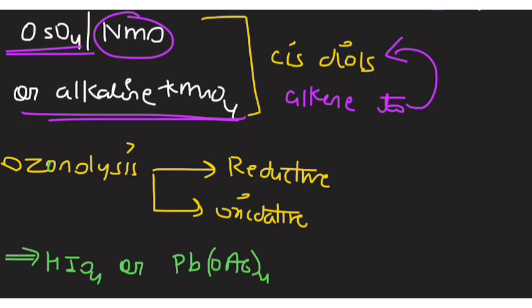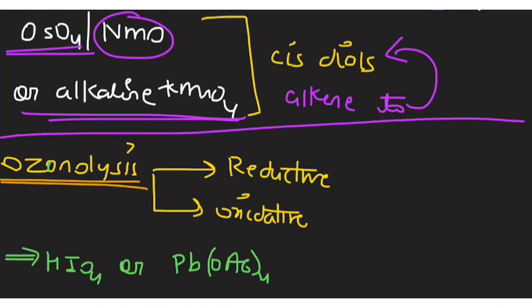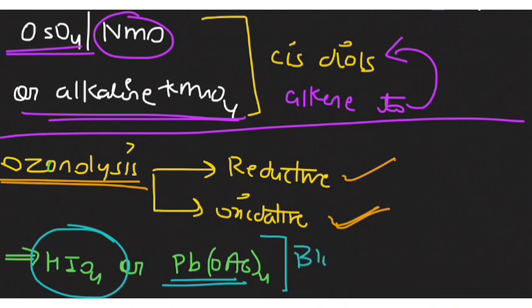Most of the time it comes and then gets mixed up with pinacol-pinacolone rearrangement. Next important is ozonolysis, and you have to study both reductive ozonolysis as well as oxidative ozonolysis. Next important point is HIO4, that is periodic acid, and lead tetraacetate, and these two reactions will also help you in biomolecules.